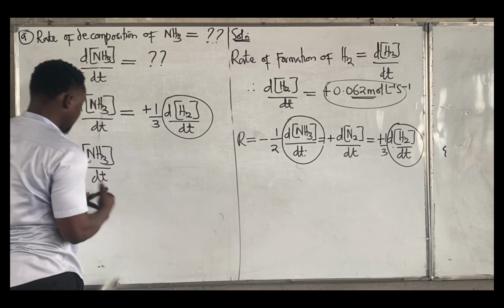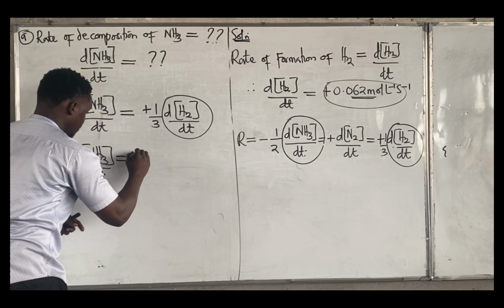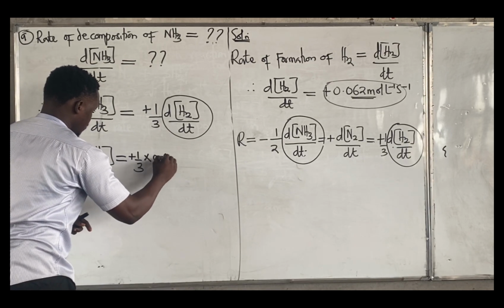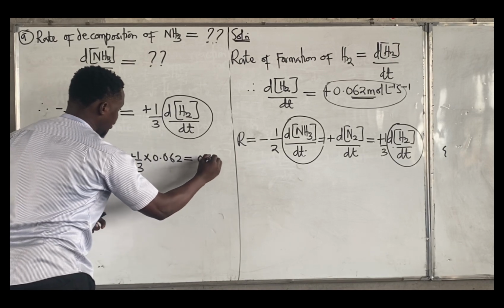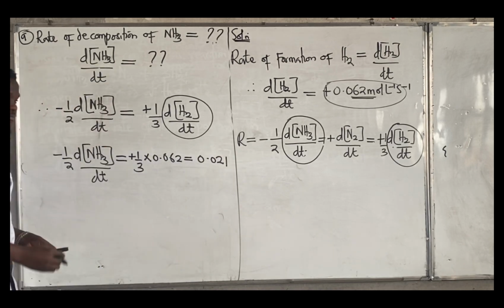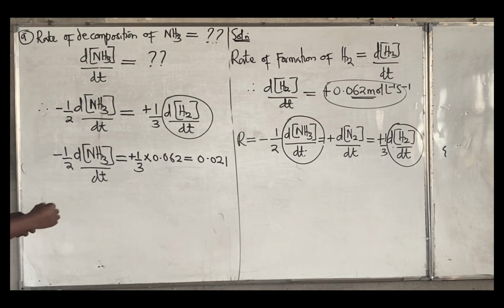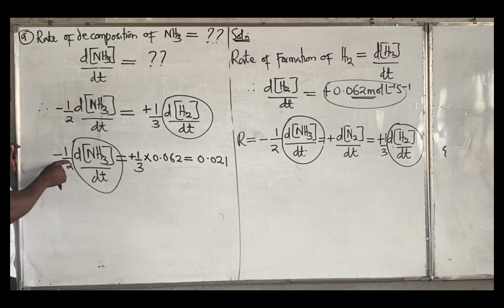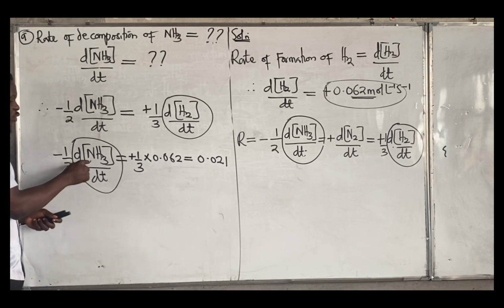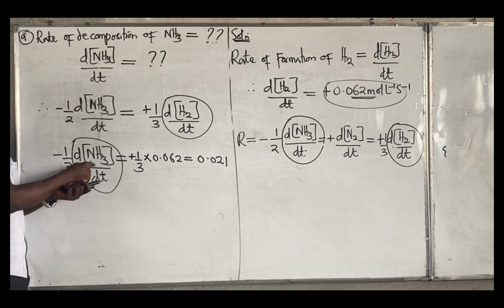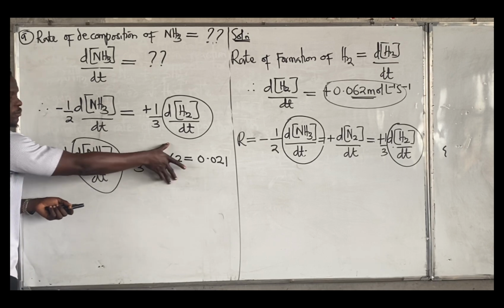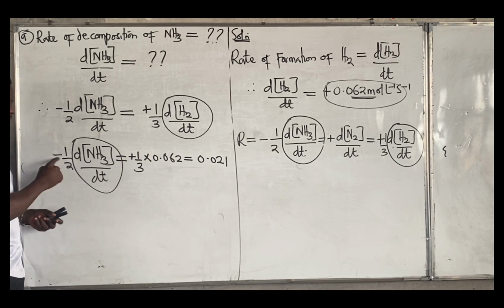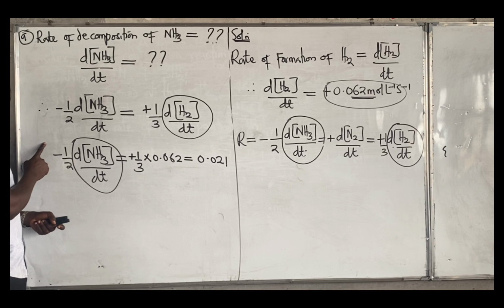Hold on, let me write this. So we have, what's the answer? 0.021. Right? But I was asked for just this alone. So I need to remove this minus from this side. I need to remove the 2 from this side. So this is what I'm going to do, class. For me to make this the subject of the formula, for this to stand alone, what should I do to both sides? If I multiply by 2, 2 will cancel this, right?